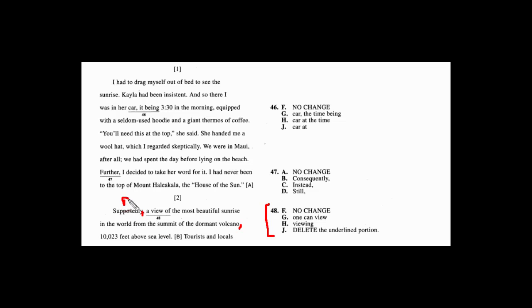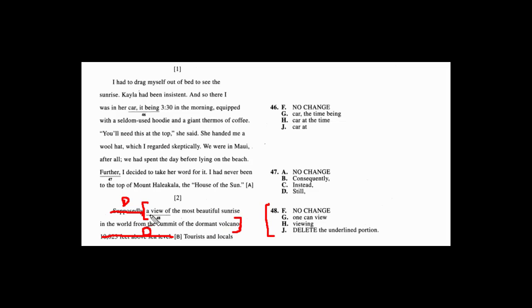Supposedly, that's dependent. Pruning technique tells us that we can cross out dependent clauses on the front most of the time. So we do that, and then now it says a view of the most beautiful sunrise in the world, the summit of the dormant volcano, okay? And then down over here it says 10,000 feet above sea level. That's dependent, all right? Since this is dependent down here, I know that I can prune this off. What I have here to here must be an independent clause, right?